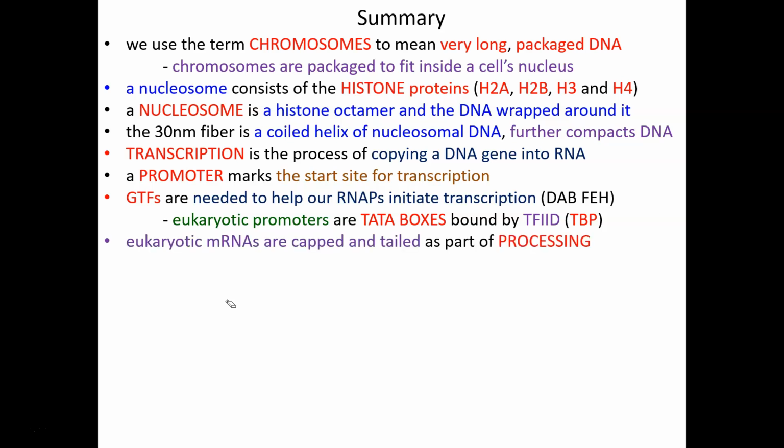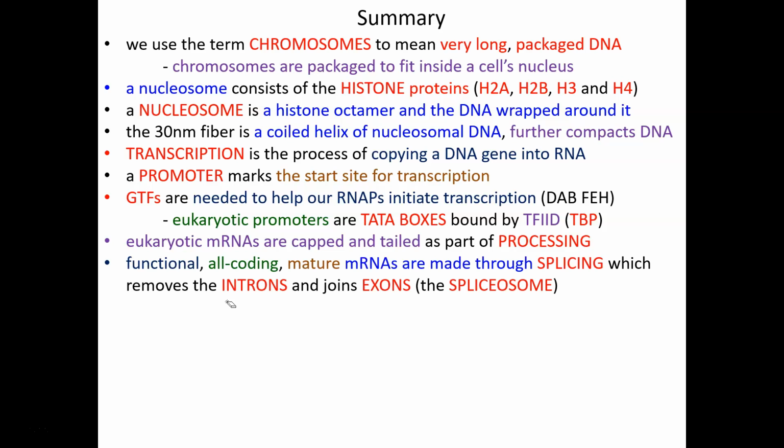Once transcription has been completed, the messenger RNA is not yet ready for translation. It first needs to be processed. It needs to get a 5' methylated guanine cap, a 3' polyadenine tail, and the introns must be spliced out by a spliceosome so that the exons are joined together. Now, that fully mature and processed messenger RNA can leave the nucleus and be translated in the cytoplasm.